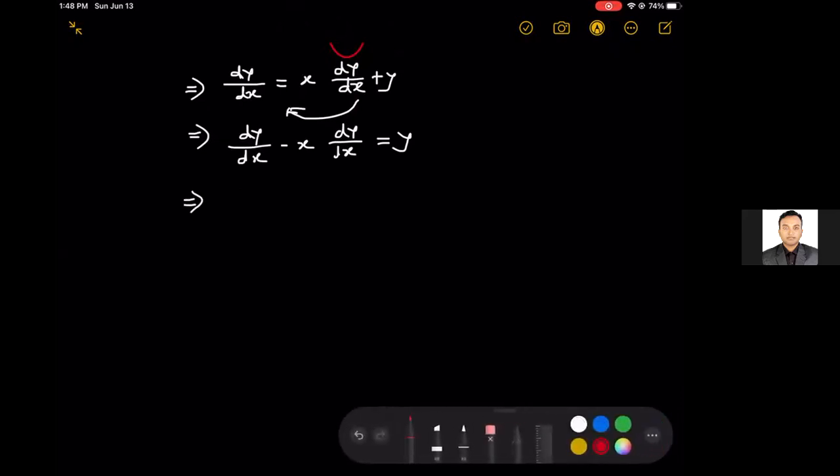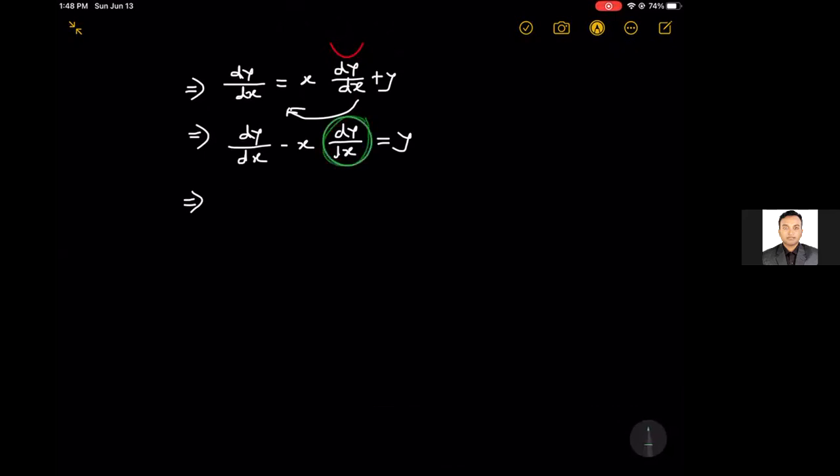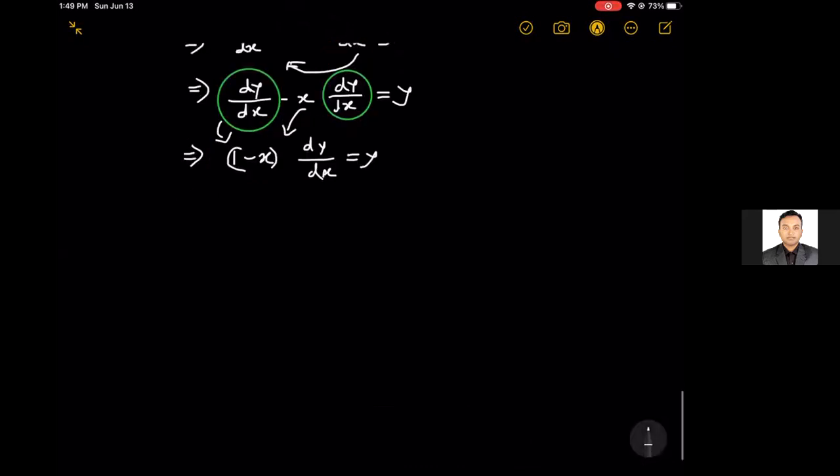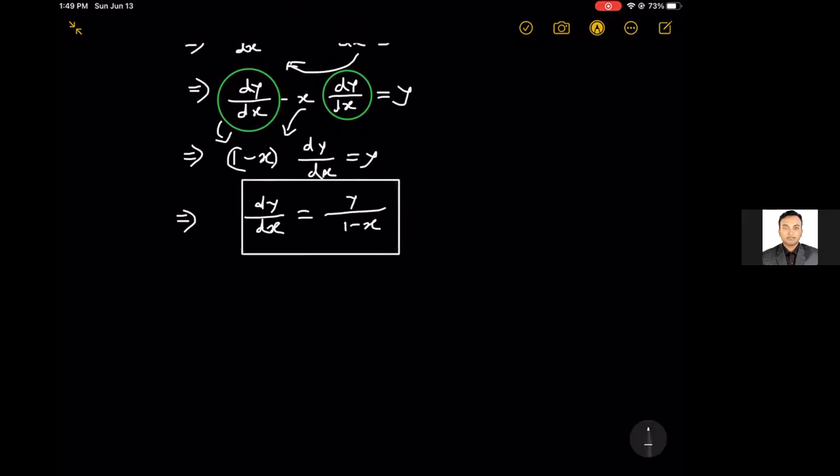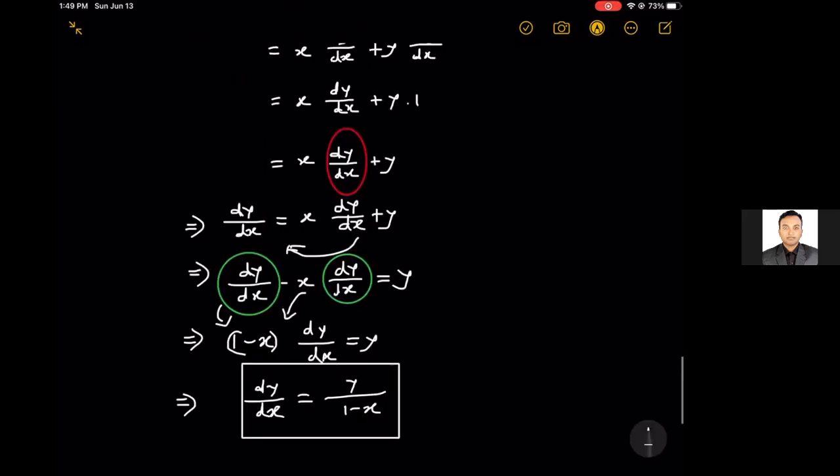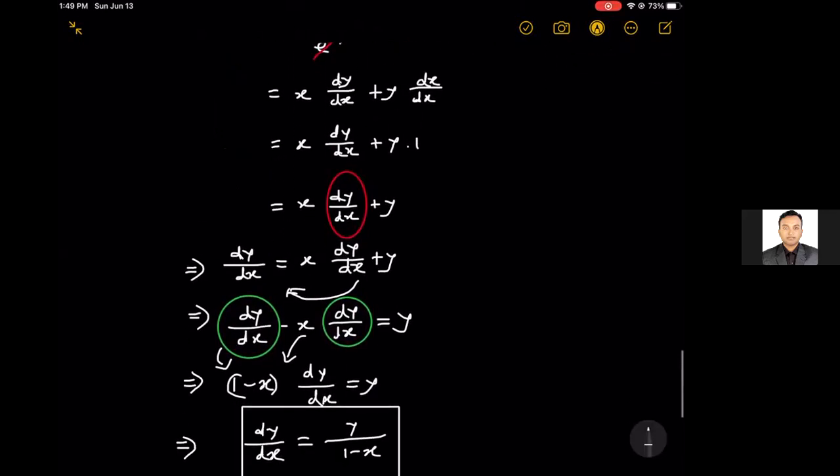So now, as I'm trying to isolate it, I'll just factor it out. If I do that, I'll have 1 from the first term minus x from the second term. I'm just factoring it out, nothing else. Equals y. And now, if I just divide both sides by 1 minus x, or if I just change sides for that, it will become y over 1 minus x. And this is your final answer. Okay? This is your final answer.